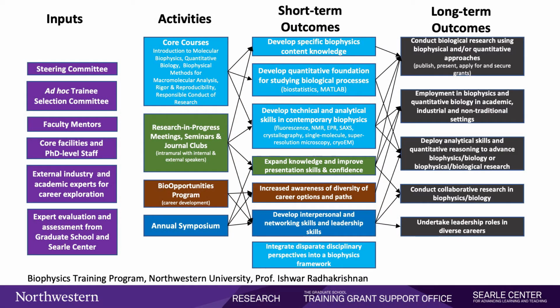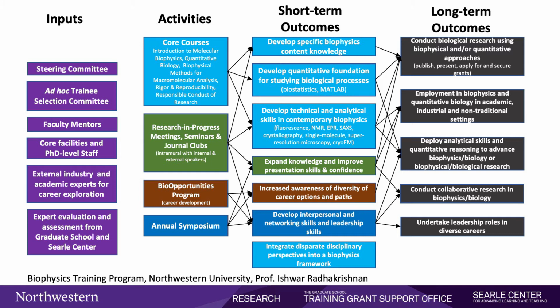Here's an example of a logic model developed by Professor Ishwar Radhakrishnan, who leads the biophysics training program at Northwestern University. Note several components. The resources clearly identify the key program strengths. There isn't a goal column, since that's included in the short-term outcomes. The activities and goals are color-coded, which in this case is used to specify the types of goals and activities.